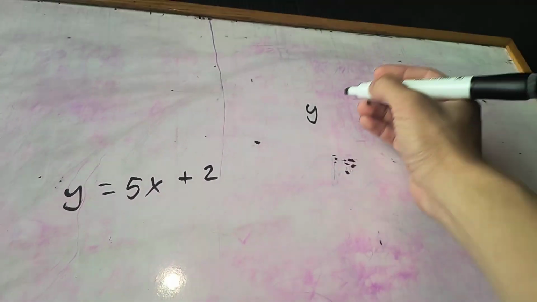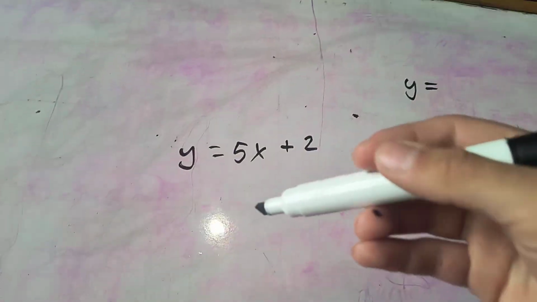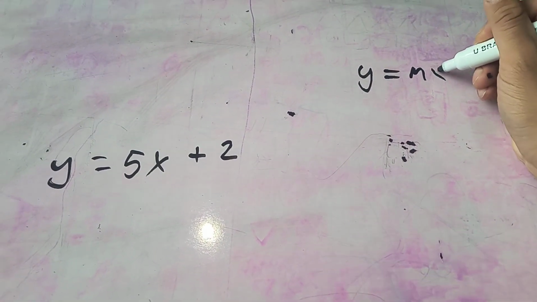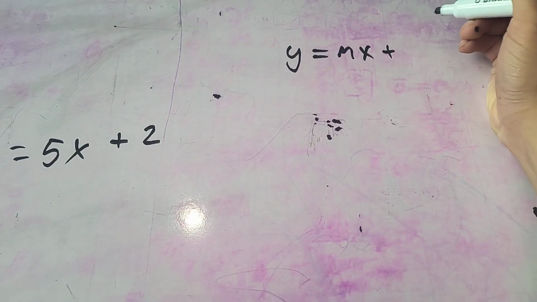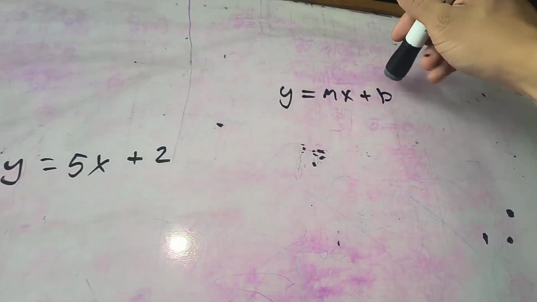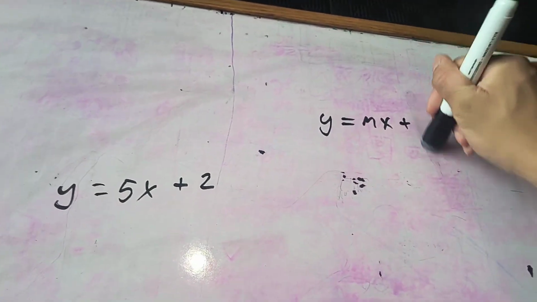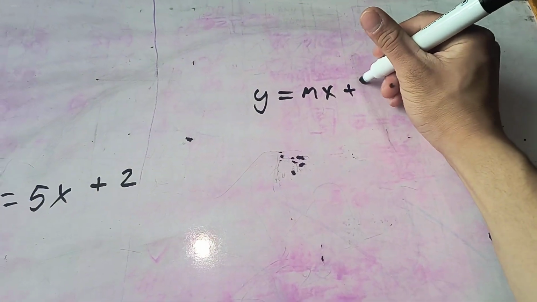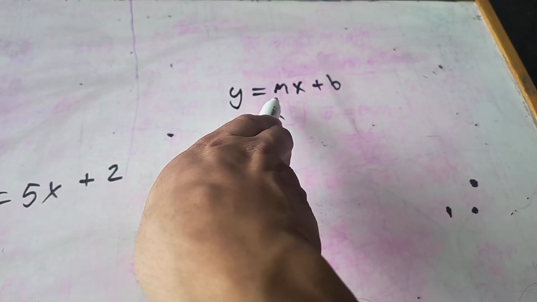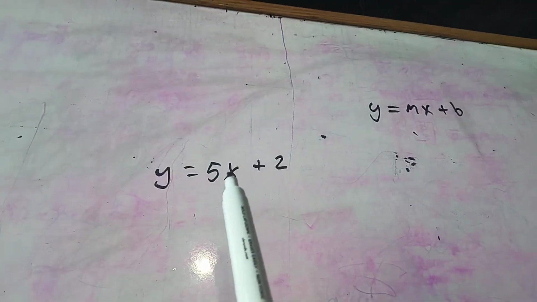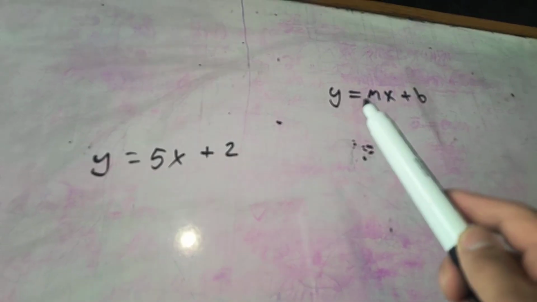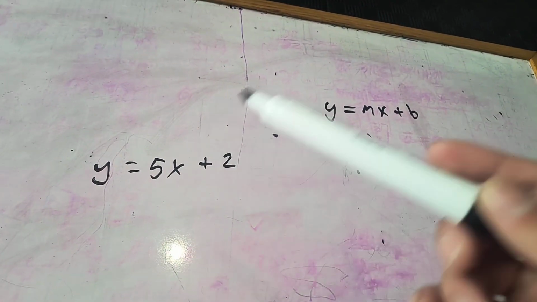But you'll see that whenever we write out slope-intercept form, we write it out like this. We say y is equal to mx plus b. b is supposed to be the y-intercept, and m is the slope. That's how the slope-intercept form is supposed to be. In this case, 5 is m, and 2 is b.